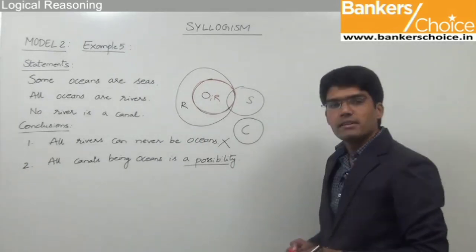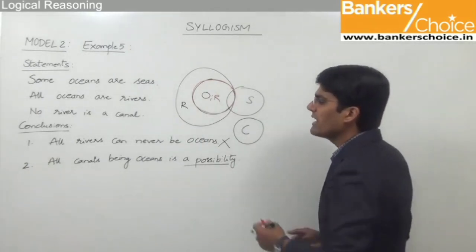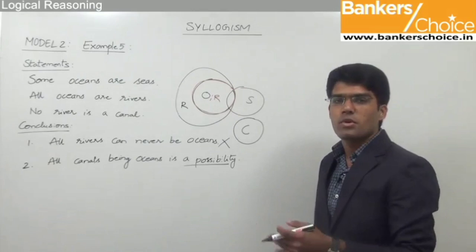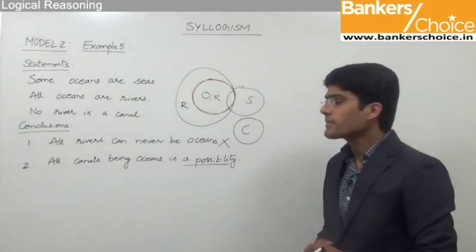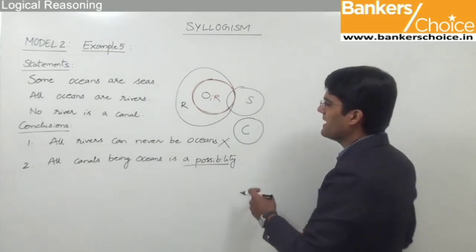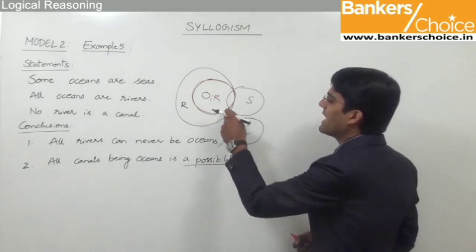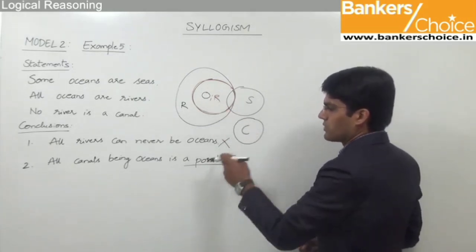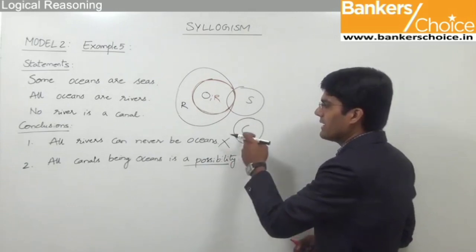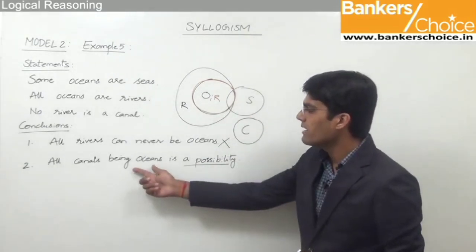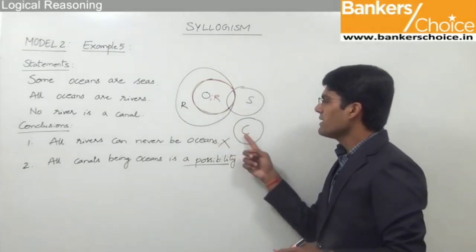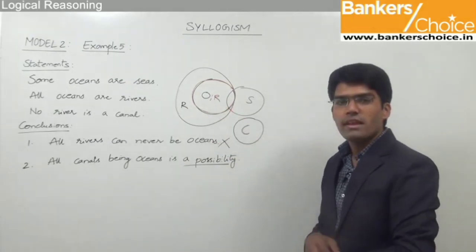Now let us look at the second conclusion. The second conclusion here is all canals being oceans is a possibility. So we need to check whether all canals can be oceans or not. Now as per the basic diagram, we find that there is no overlapping between canals and oceans. So the given possibility is not satisfied with the basic diagram. Why? Because the conclusion says all canals must be oceans. But here we find that canals and oceans do not share a common part.